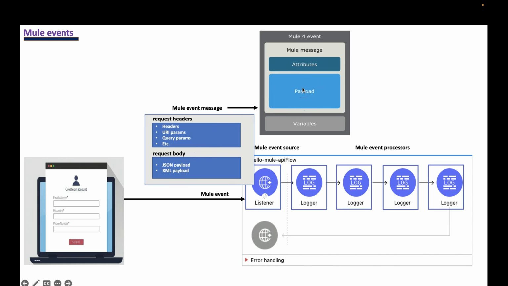So once this Mule event is processed from the event trigger or event source to the Mule event processor, we will extract these input fields either from headers or from body using the objects provided by the Mule message, that are attributes and payload. We also create variables inside a flow.